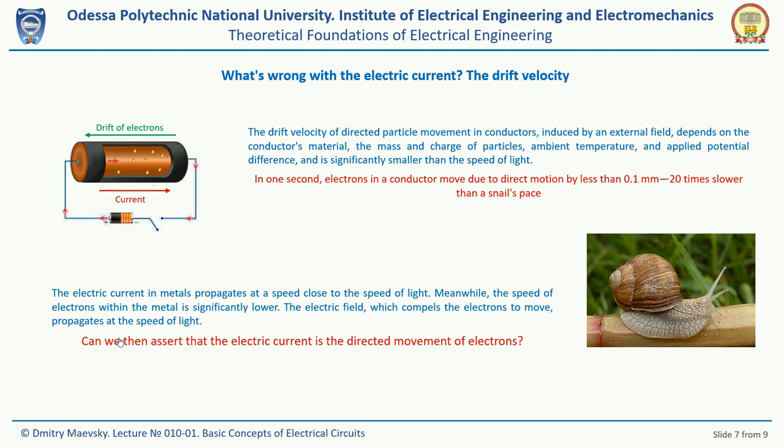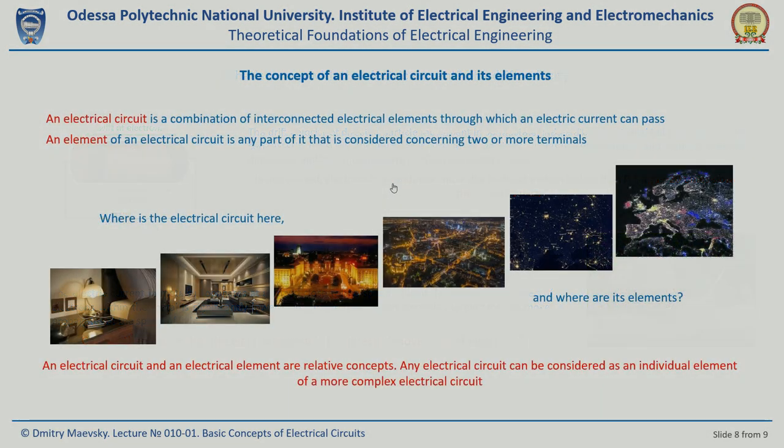What is an electrical circuit? Now it's time to talk about it. Wikipedia defines an electric circuit as a combination of interconnected conductors or electrical elements through which an electric current can flow. As we can see, an electric circuit consists of individual electrical elements, which accordingly are its components.